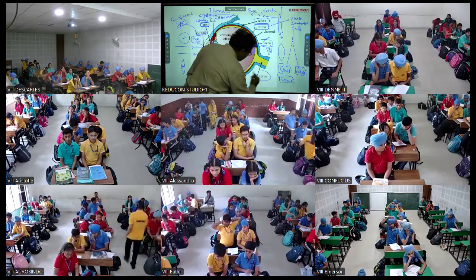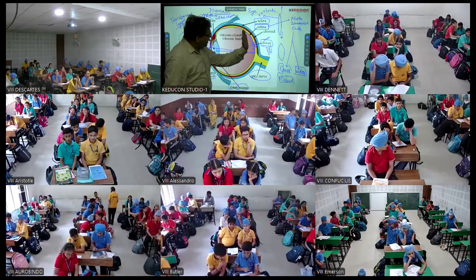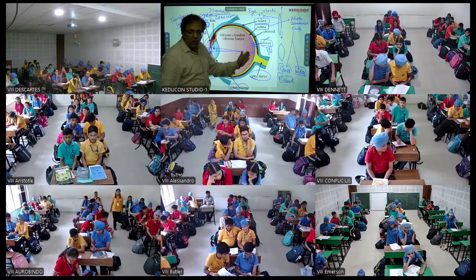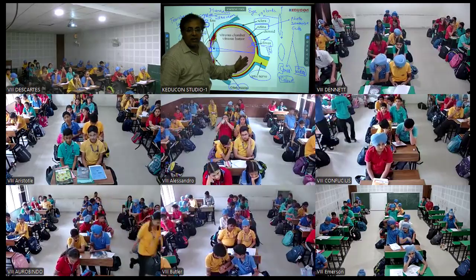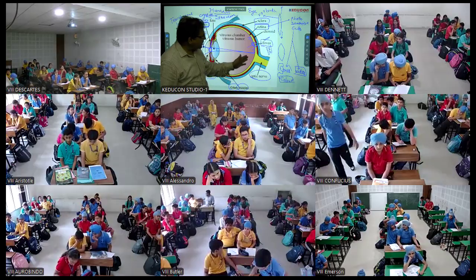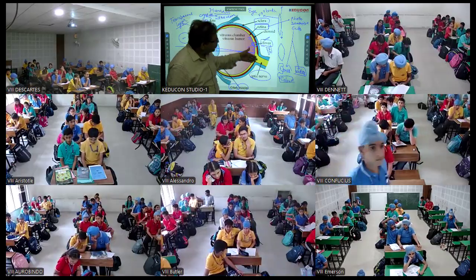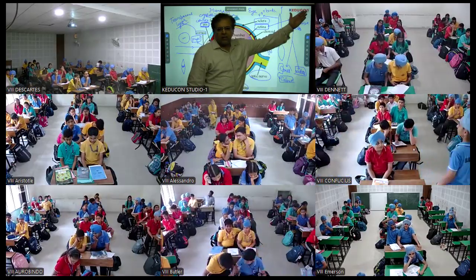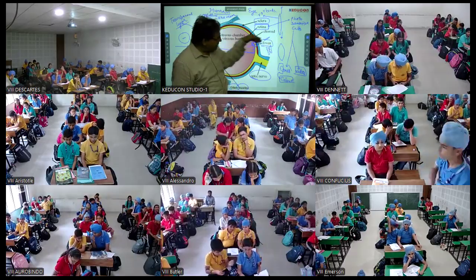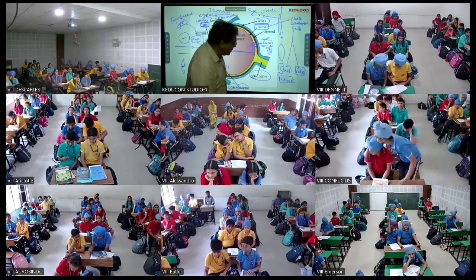Then it is the optic nerve. Whatever image is formed on the retina, that is real and inverted, that image is carried to the brain in the form of electromagnetic pulses by which nerve?